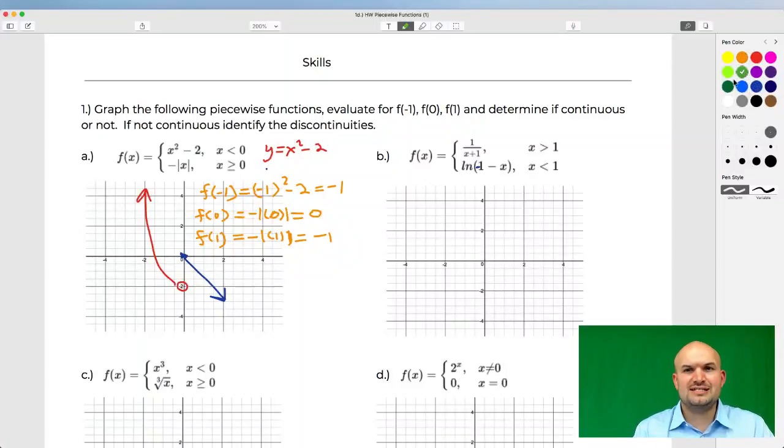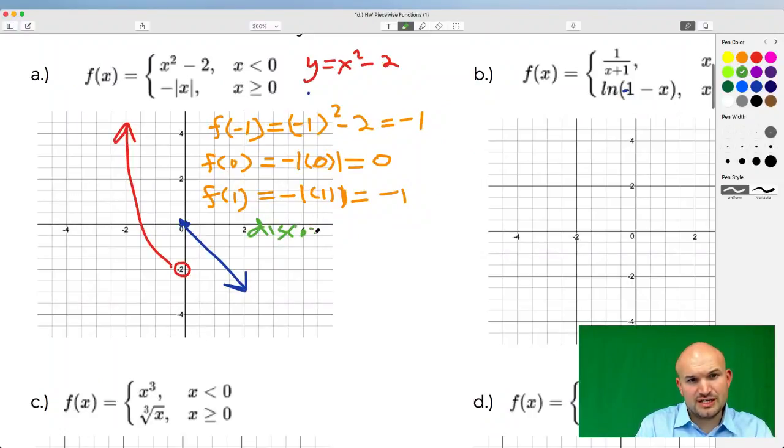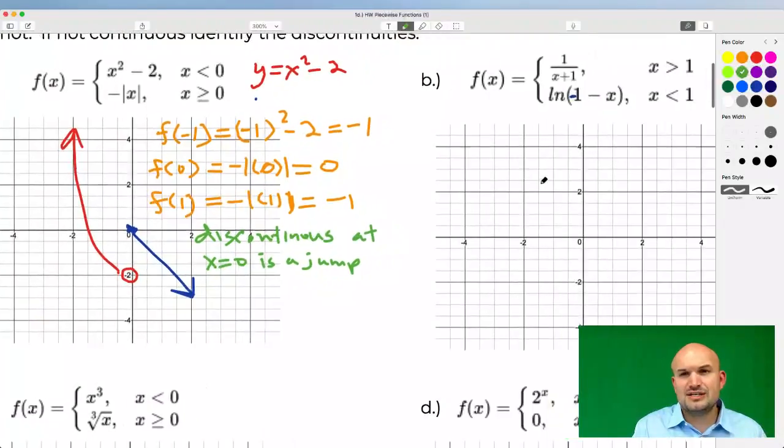Next question is determine if the function is continuous or not. This is discontinuous. Let's zoom in a little bit. So this function is discontinuous, and I'm going to say at x equals 0. And you can see here this is a jump discontinuity. At x equals 0 is a jump. And just remember, a jump discontinuity is non-removable. All right, so let's get into the next one.